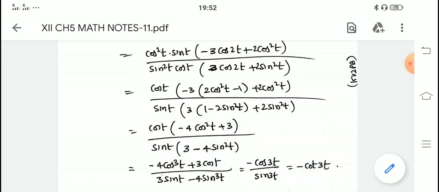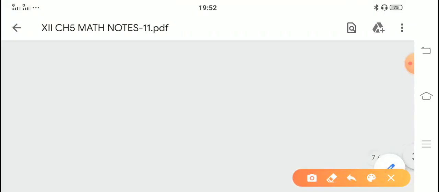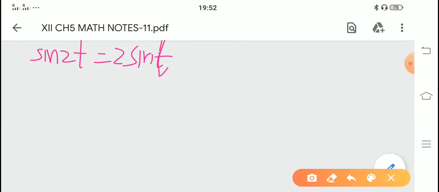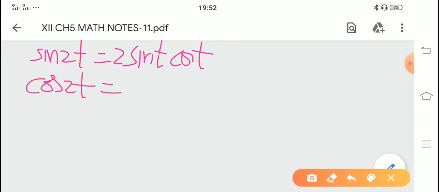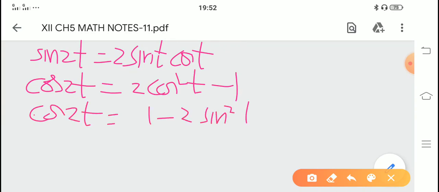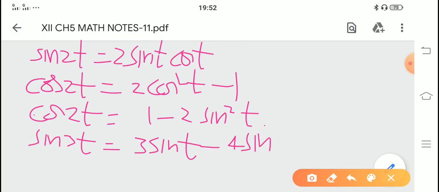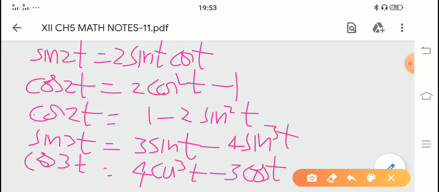So many formulas are used. What are the formulas we used here? Look. sin 2t is equal to 2 sin t cos t was used, and the formula for cos 2t is 2 cos square t minus 1, and one more formula, cos 2t is equal to 1 minus 2 sin square t, and the formula for sin 3t is 3 sin t minus 4 sin cube t, and the formula for cos 3t is 4 cos cube t minus 3 cos t. These are the formulas I just wrote.